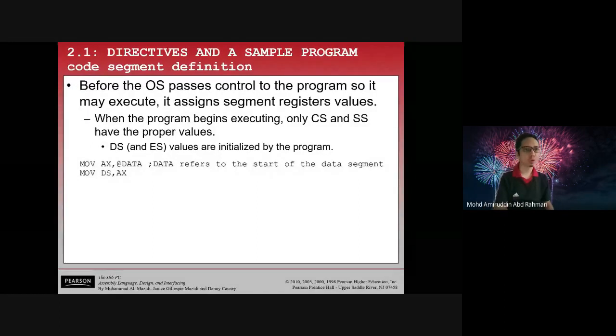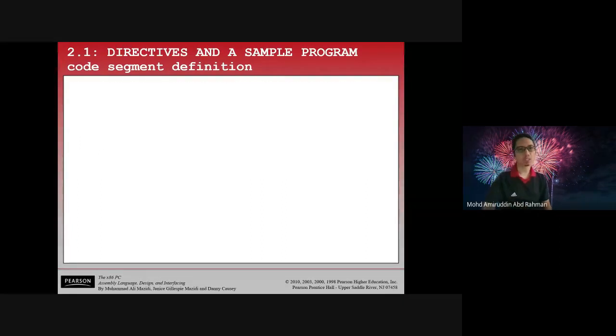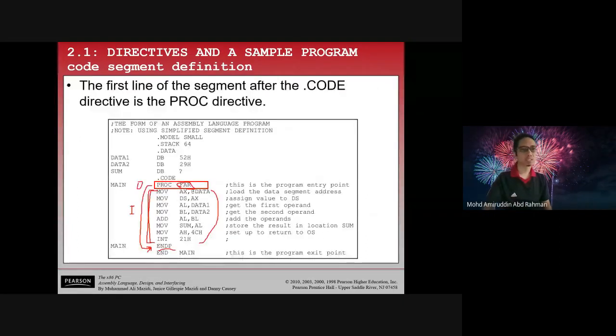Okay, so before the OS passes control to the program so it may execute, it assigns register values. When the program begins executing, only the code segment and stack segment have the proper values. The DS values are initialized by the program. For example here, we initialize the DS.